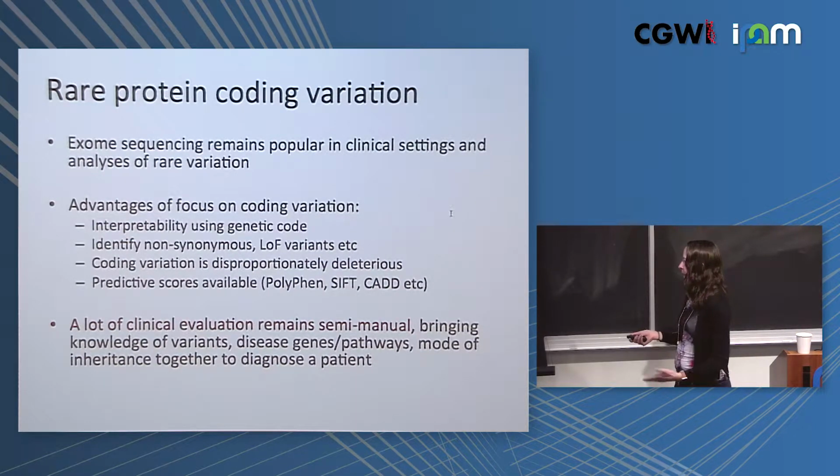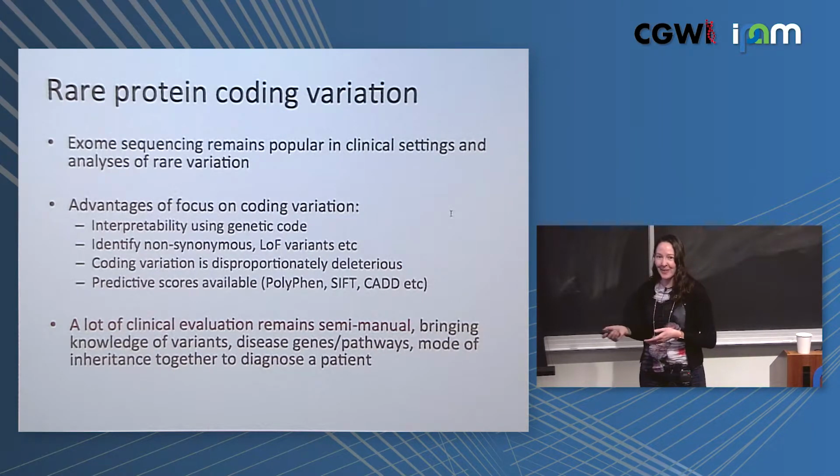A lot of clinical evaluation and clinical genomics really does remain semi-manual, bringing automatic annotation of variants along with knowledge of the variants themselves, knowledge of the disease, the genes and the pathways involved in the disease, and the mode of inheritance of the disease. All of this comes together to diagnose a patient. So if you take 50,000 variants that have very little annotation attached to them and throw them at a clinical geneticist, they're not going to be able to do a lot with that. So the exome really remains very popular in these settings.